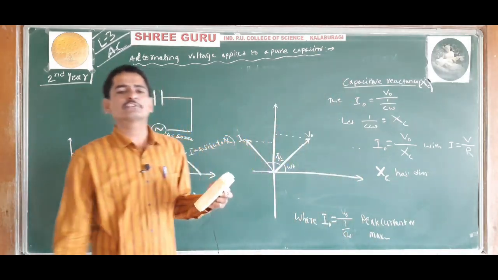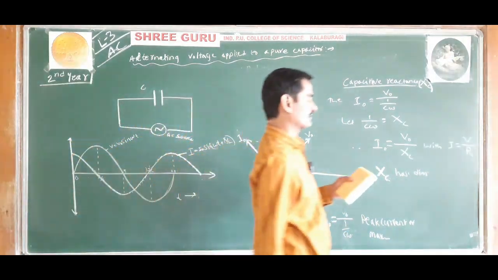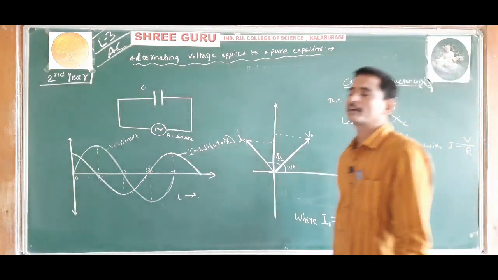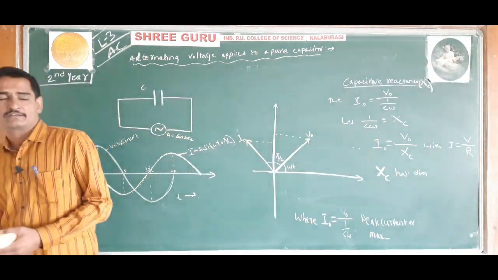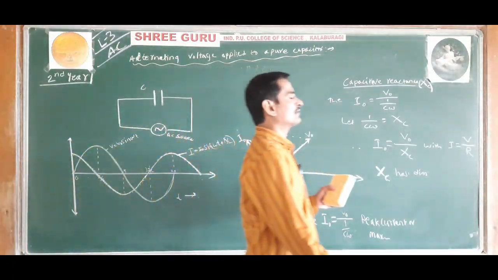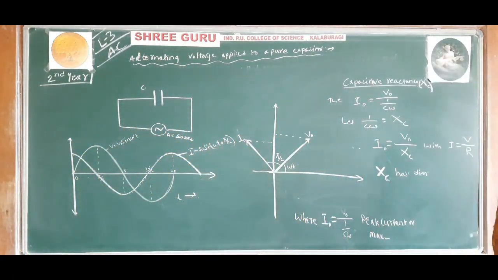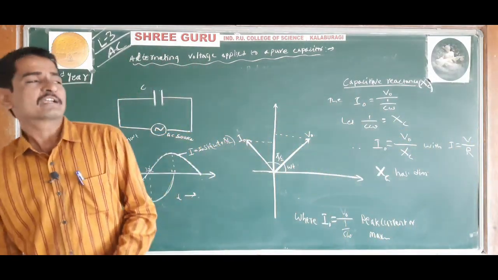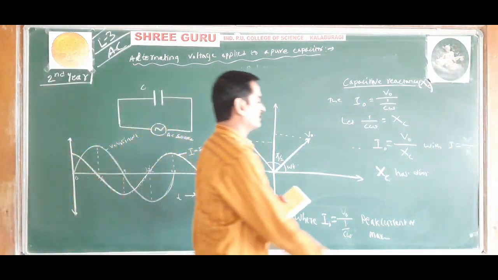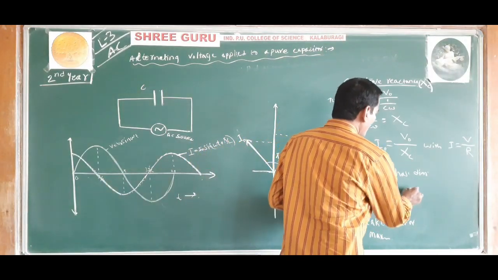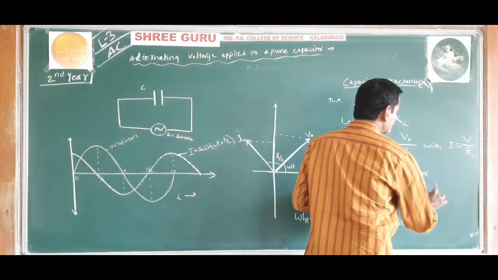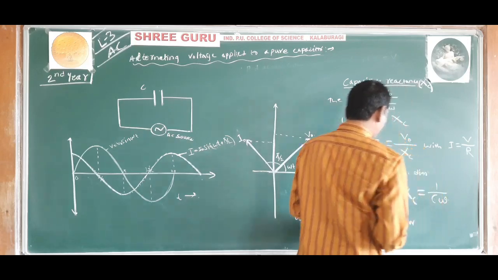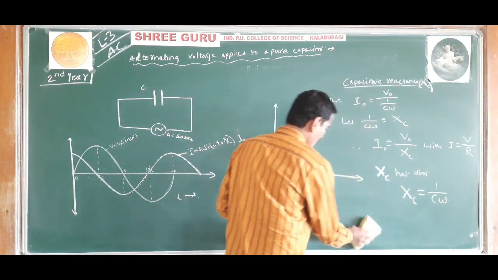The effective opposition offered by the capacitor for the flow of current, AC current or just current, is called capacitive reactance. It is denoted by XC and given by the formula XC is equal to 1 divided by C omega. Understood?